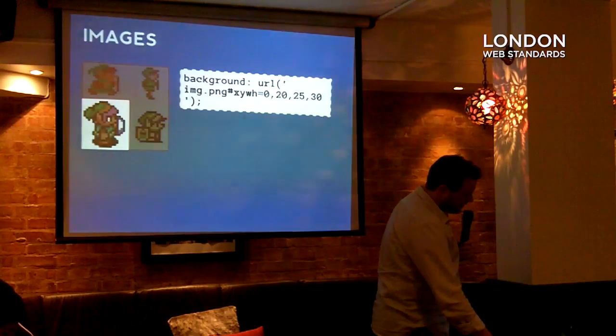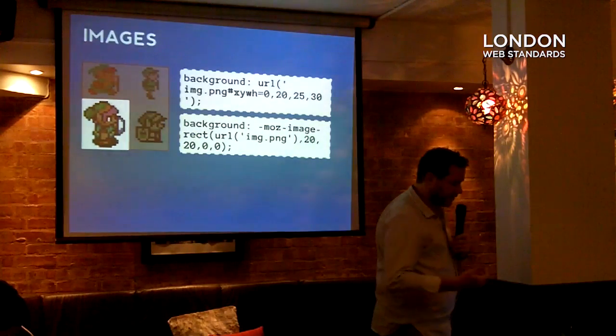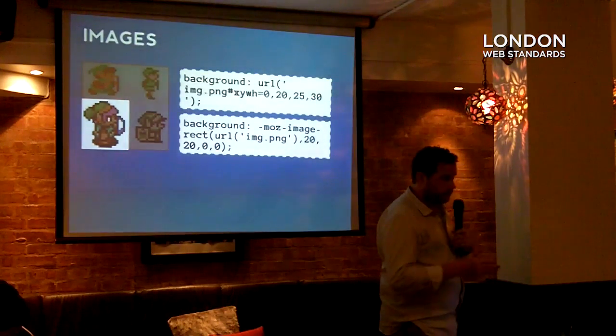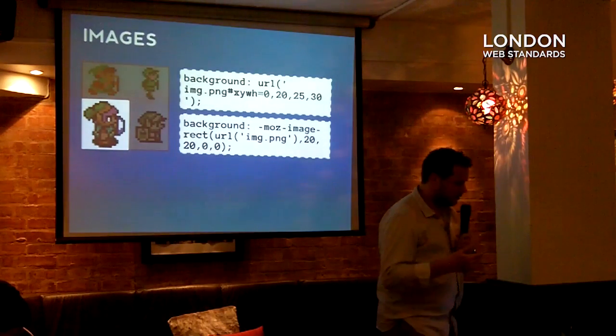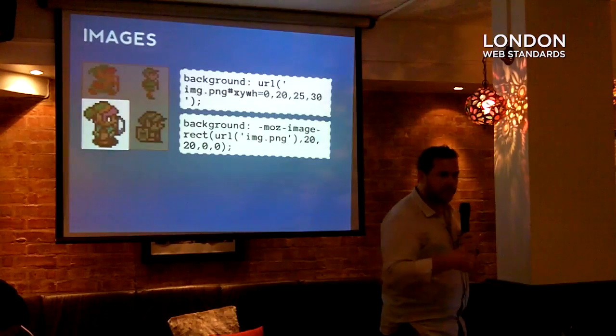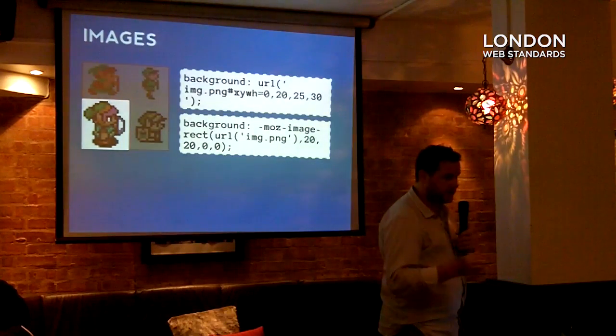Firefox already have something similar to this. It uses a different syntax, but it could do the same thing. In this, we're using the same syntax as border width, I think, which is not very logical. Hopefully it will change to be something a little bit easier, but you can just crop out areas of images that you want to use.